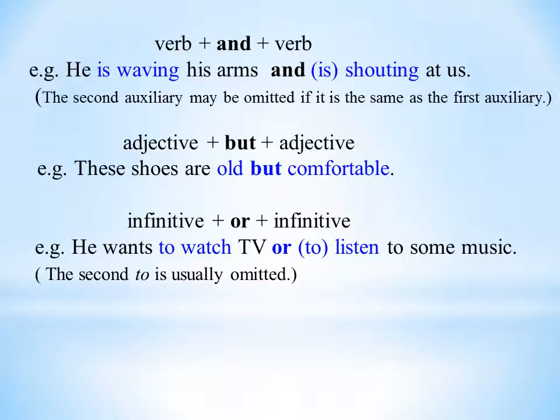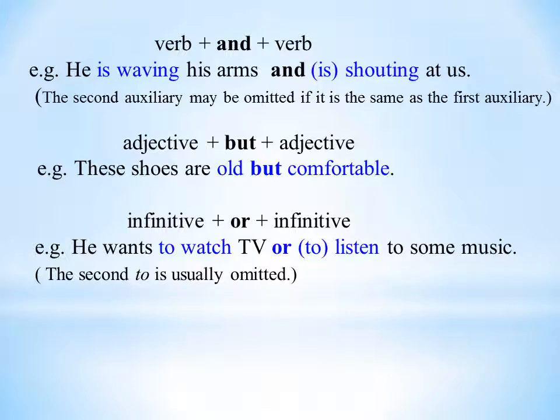Verb plus and plus verb. We have over here an auxiliary. He is waving his arms and is shouting at us. The second auxiliary may be omitted if it is the same as the first auxiliary. So in this sentence we can say, he is waving his arms and shouting at us.